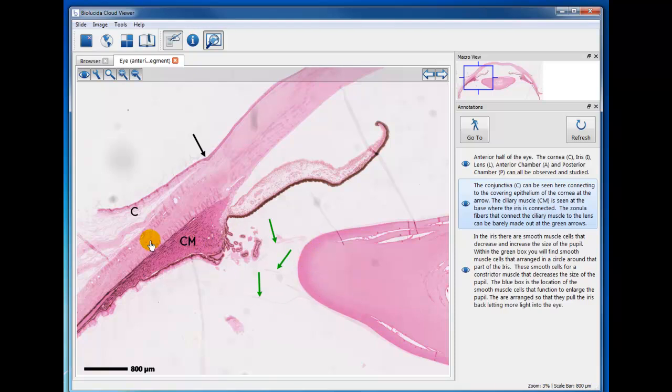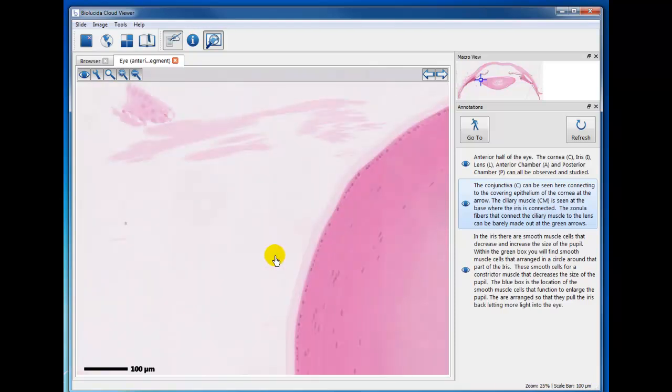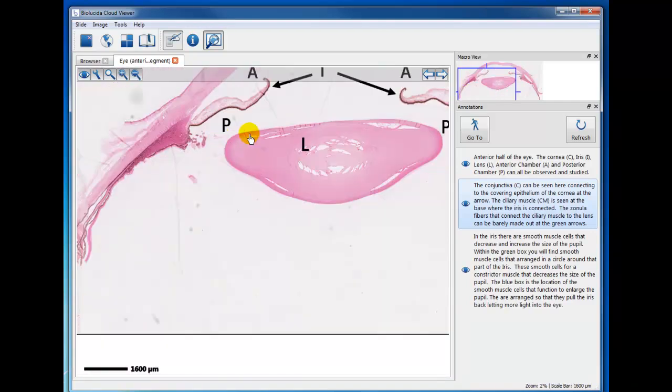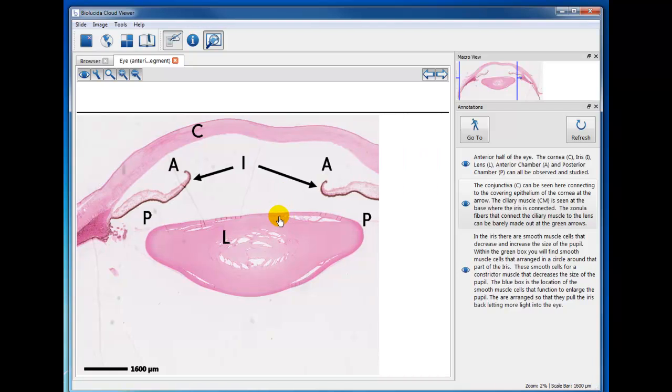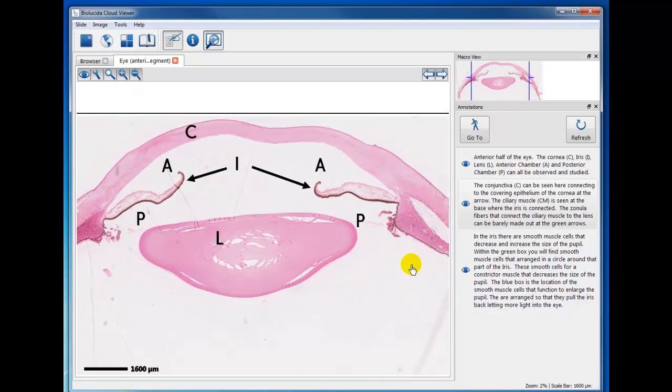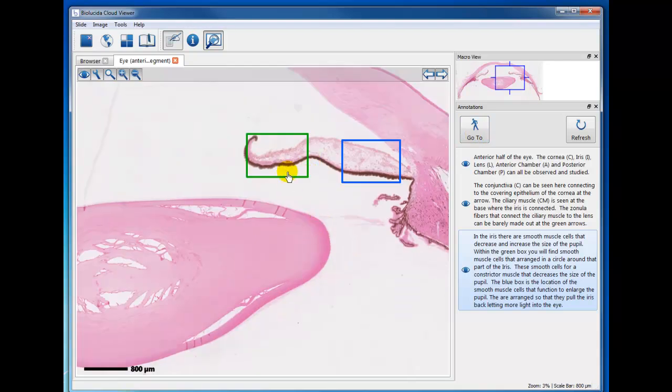lens, and the contraction of the muscle and the relaxation of the muscle will change the shape of the lens for near vision and far vision. So these are the zonula fibers, barely seen here, and if you increase the magnification you can see them right there. Okay, so be sure to study those parts, know their orientation, and then the last annotation is showing you the iris and two locations of the iris.